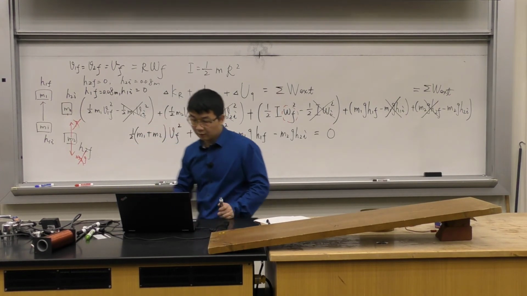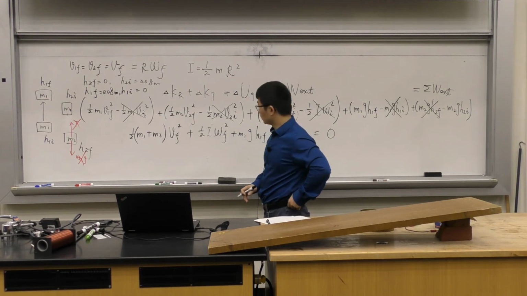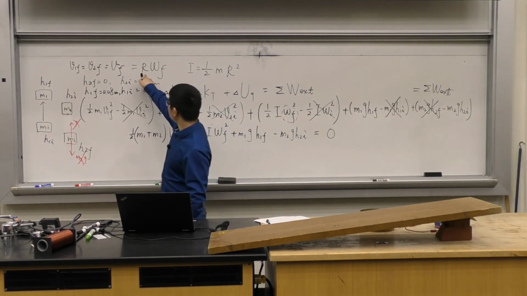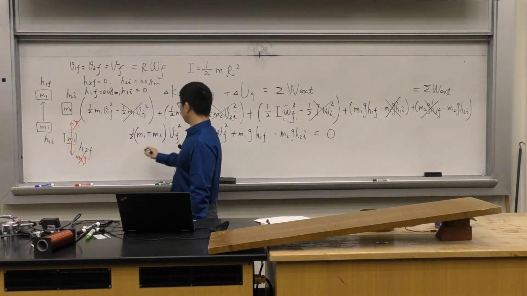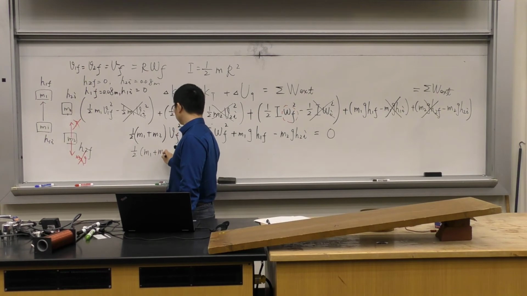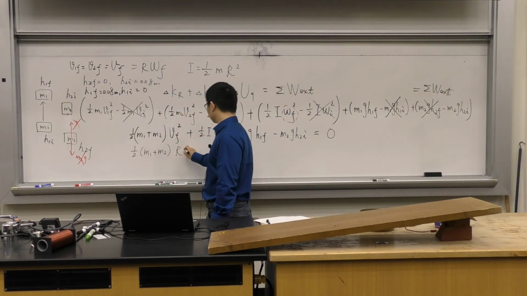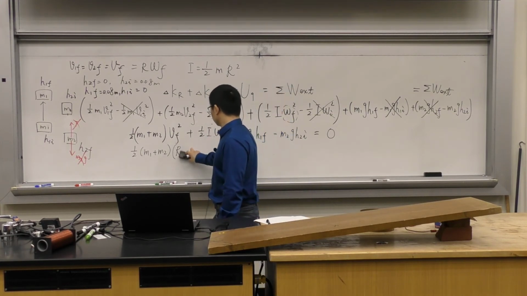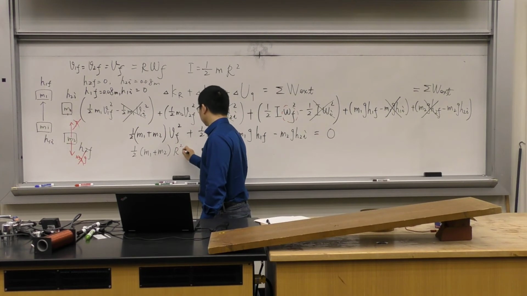Yes, okay. So now let's put everything in. First of all, I'm going to replace this with r omega squared, so I get rid of Vf. So I'm going to have 1/2 (m1 plus m2) r omega squared. Right? And this is just going to become (r squared) times omega squared.